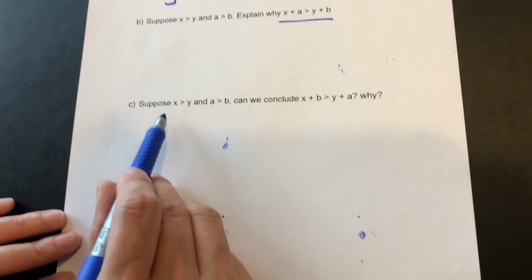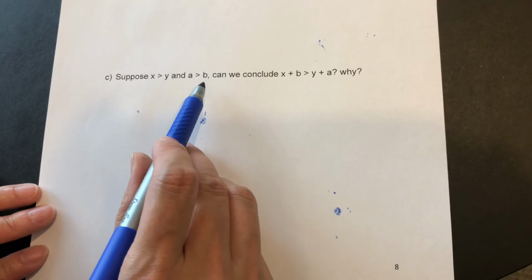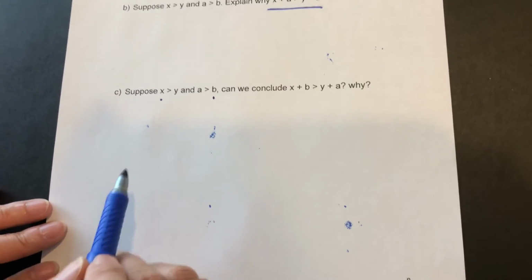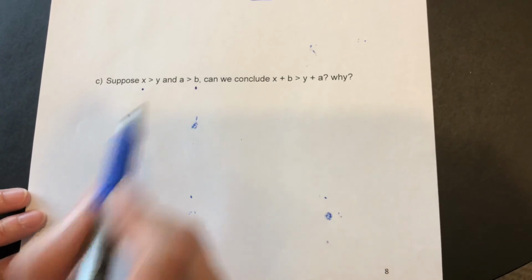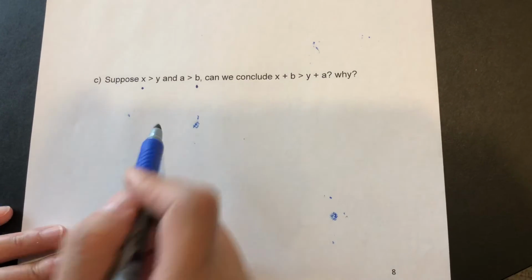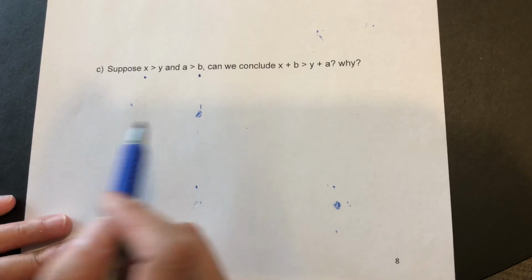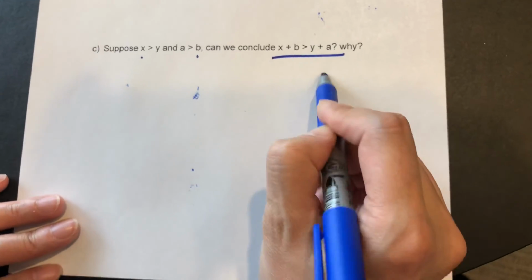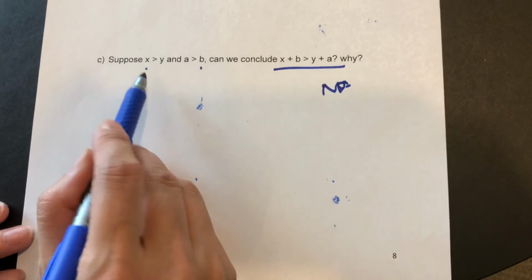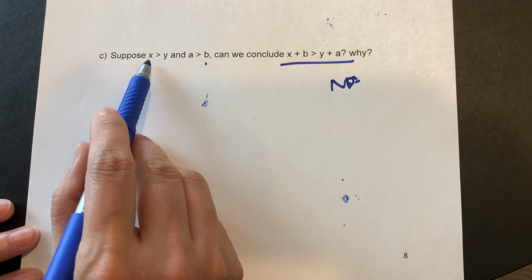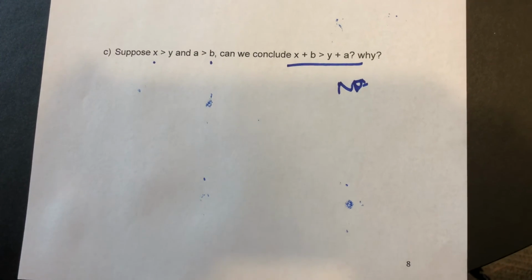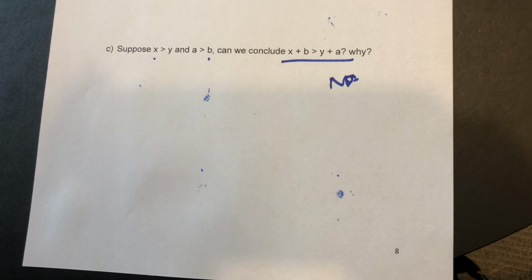C, suppose x greater than y and a greater than b. Can we conclude x plus b greater than y plus a? No, we cannot, because we don't know how big a and b are. They can be any number. We can plug in numbers. Students can play with the numbers to see whether they can conclude this. So we cannot conclude this, but you can conclude that x plus a greater than y plus b. The greater ones added together and the lesser ones added together, those are conclusive.